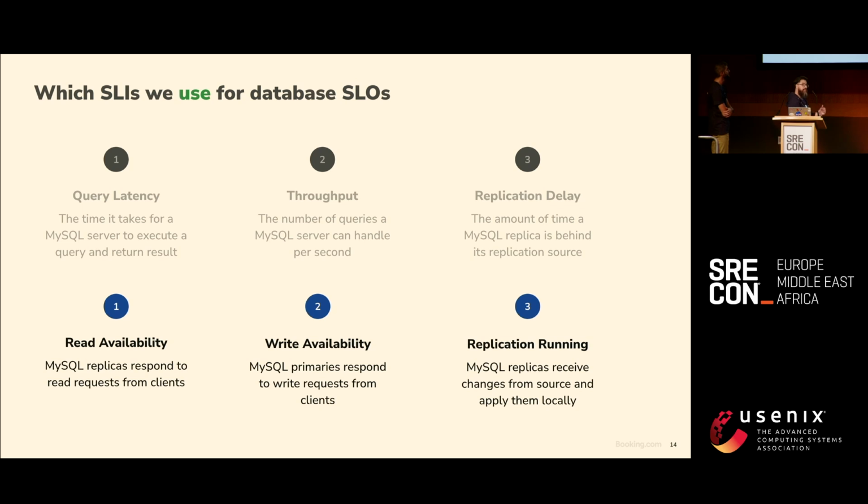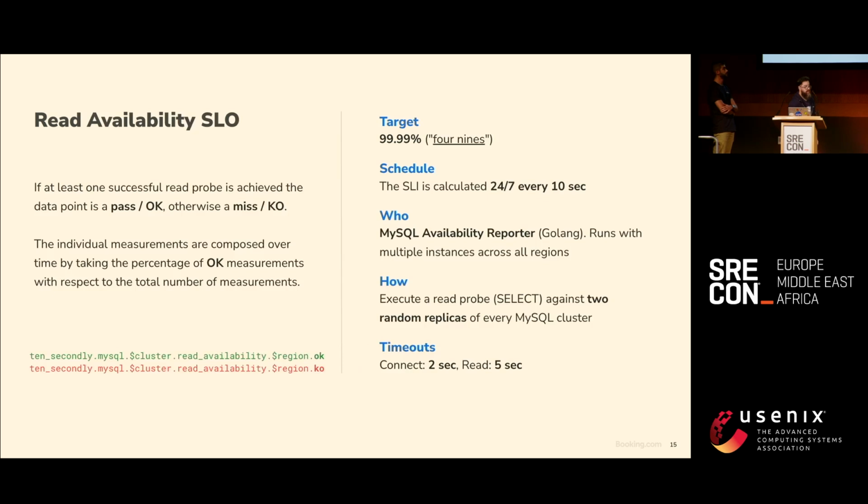The read availability, which is about our read replicas being able to reply to requests from our services for read data. Write availability, which is about the primary of our topology being able to write into our databases. And replication running, which means that the replicas, the 3 layers, are replicating correctly. But we don't measure the delay of that replication because we cannot control it. And that's quite important. So let's go into the read availability SLO we provide.